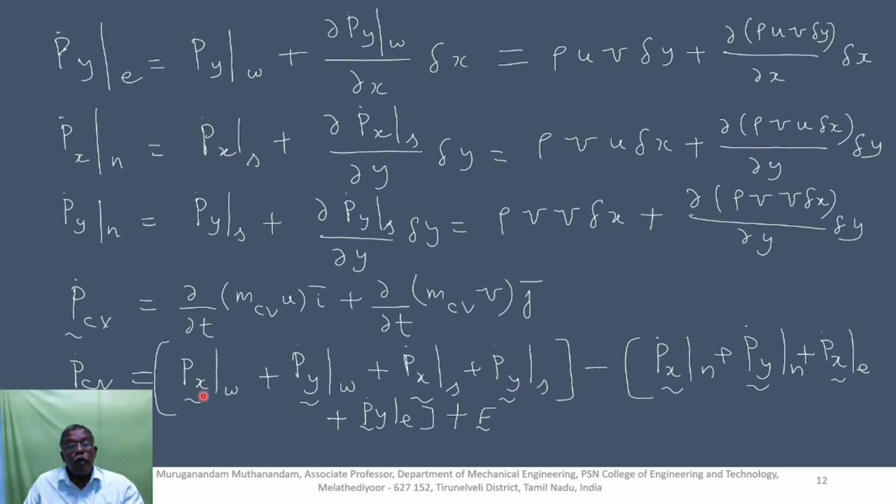Rate of inflow of momentum through the west wall and south wall along the x direction and y direction are shown here, minus rate of outflow of momentum through the north wall and east wall along the x direction and y direction are shown here, plus rate of change of momentum of the control volume due to a source, that is, due to a force. Here everything is shown by vector sign. All these quantities are vector quantities.